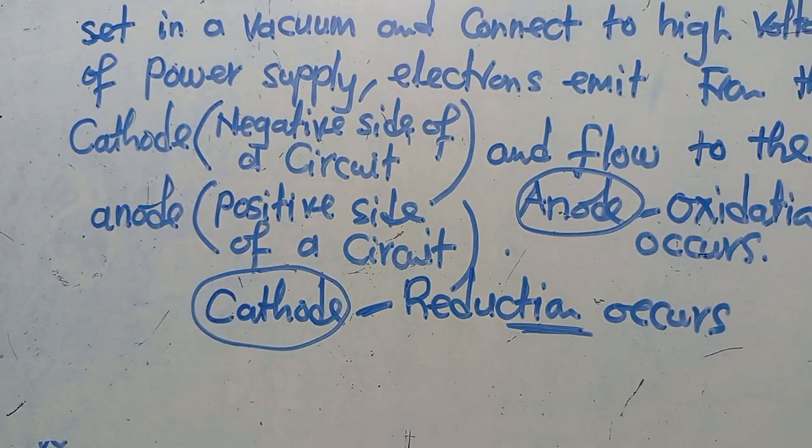You discover that hot surfaces easily emit electrons. The emission of electrons from hot surfaces is what we call thermionic emission. So, what is thermionic emission? Thermionic emission is a process by which electrons are emitted from hot surfaces. This is what I'm telling you.